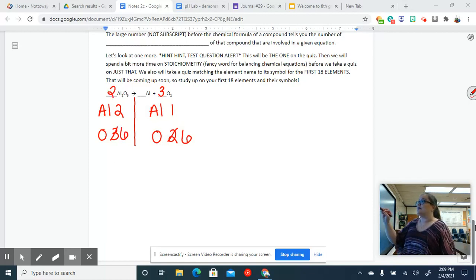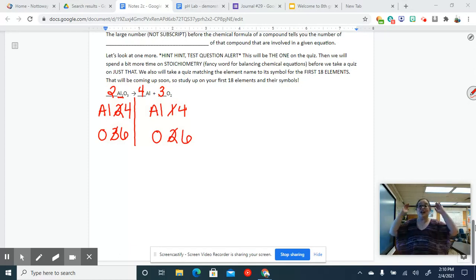But oxygen isn't the only thing that changed there. There's aluminum in that formula as well. So I've also got to take that into account. 2 times 2 is 4. So I have 4 aluminums. Now I've got to come back over here. This needs to be a 4 so that it's all balanced out. I now have 4 aluminums on both sides and 6 oxygens on both sides.